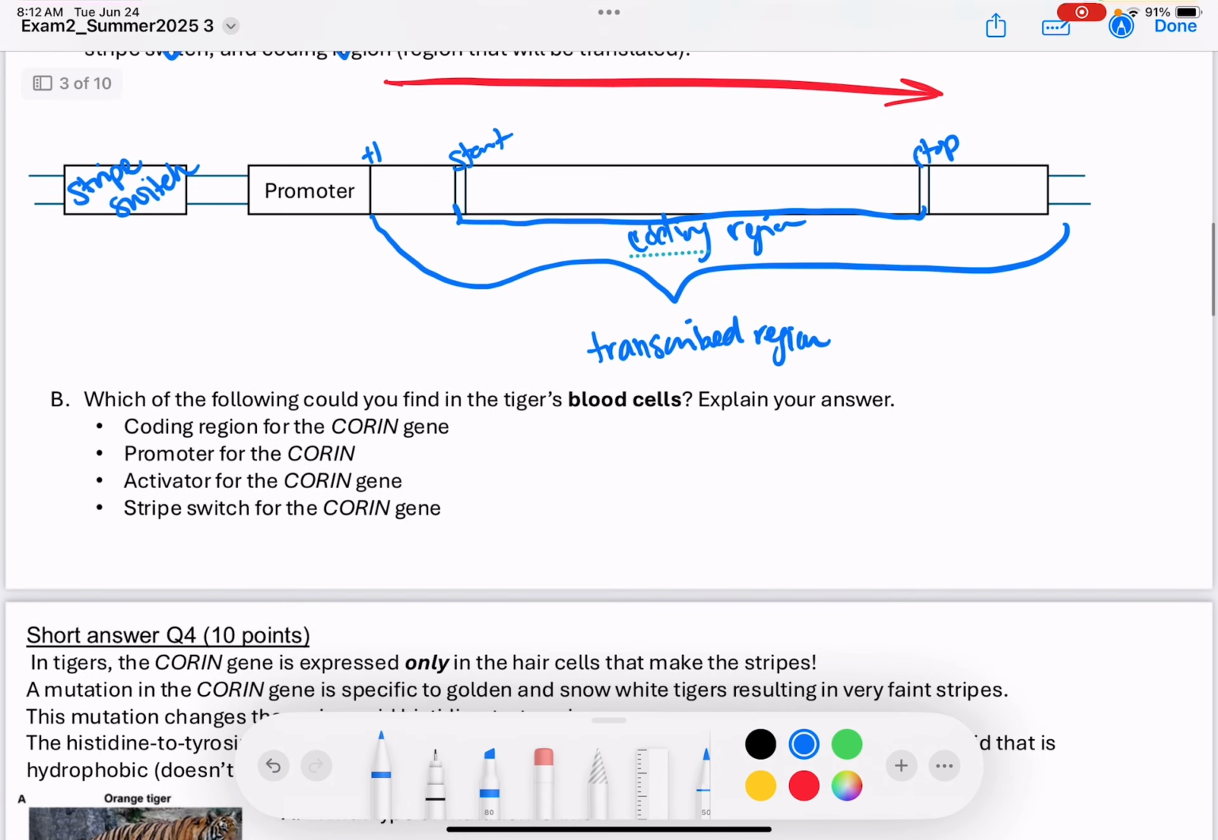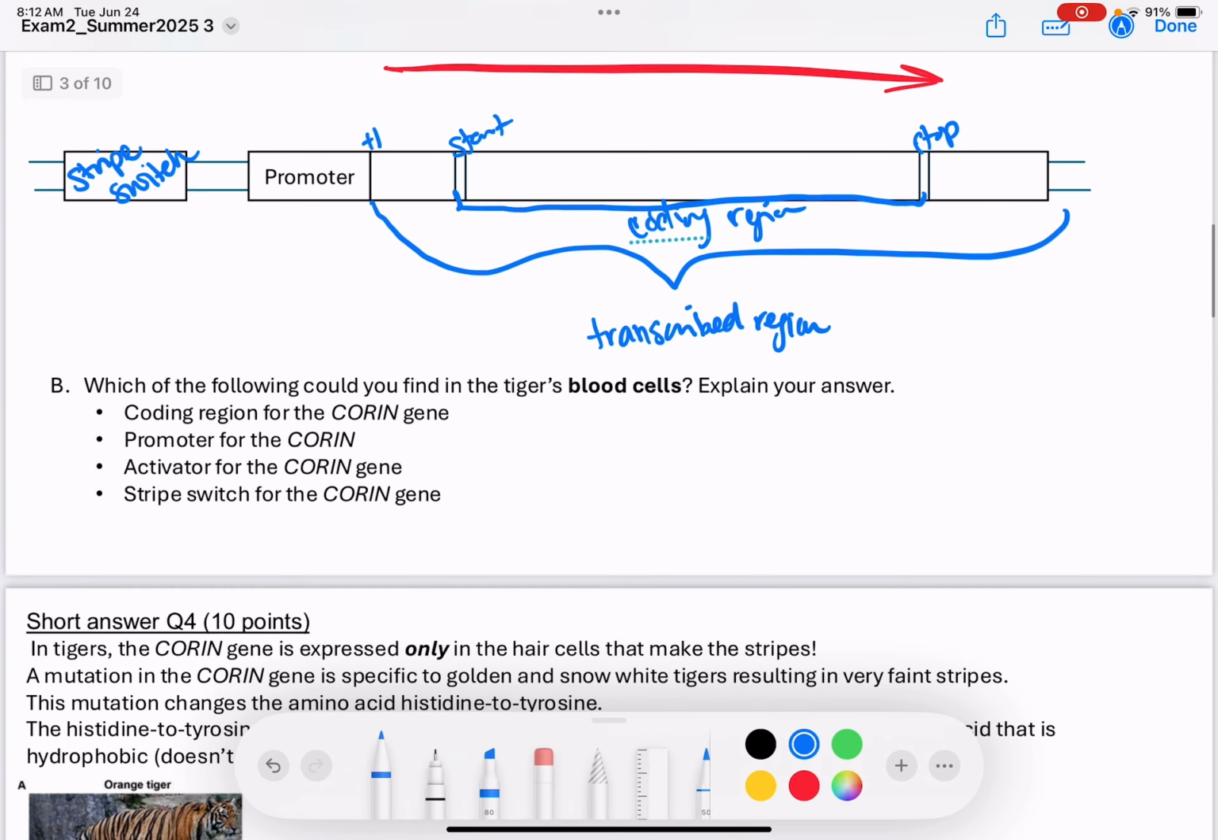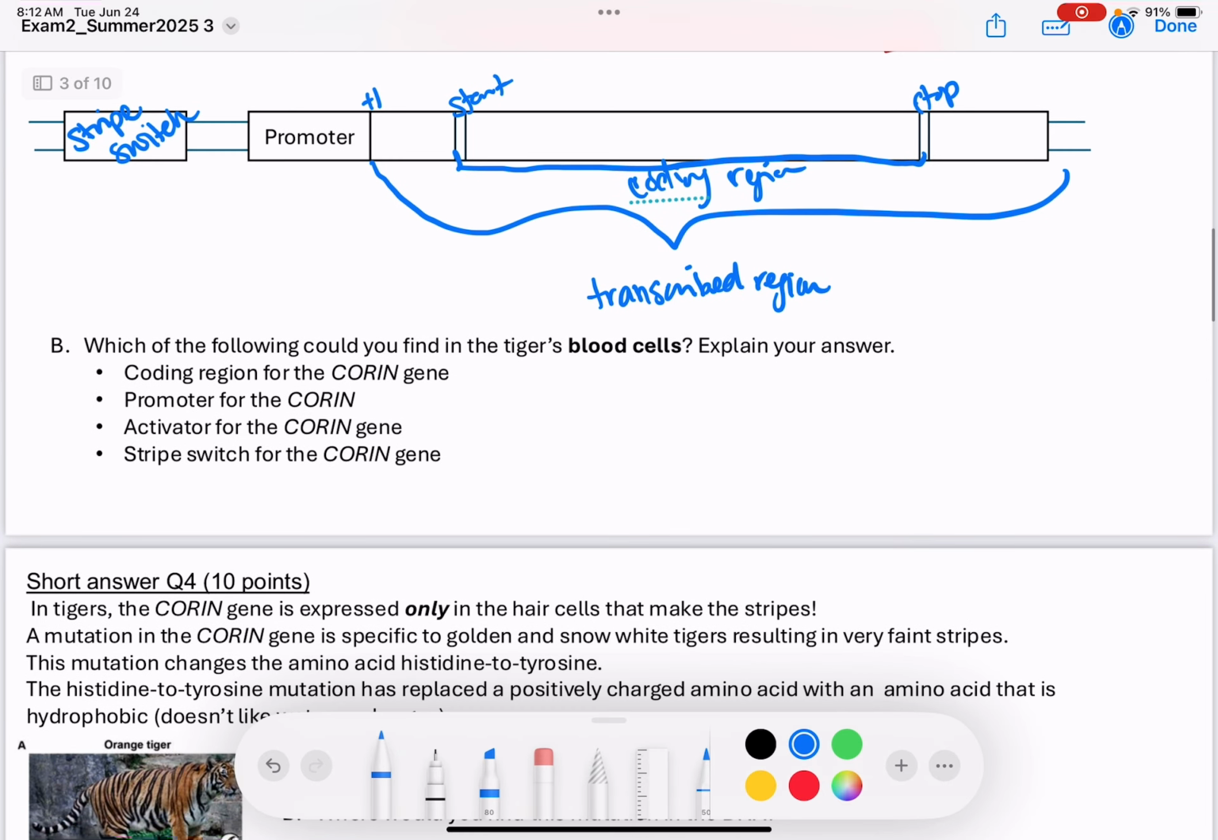Okay, which of the following would you find in a tiger's blood cells? So the coding region for the corin gene, yes, part of the DNA.